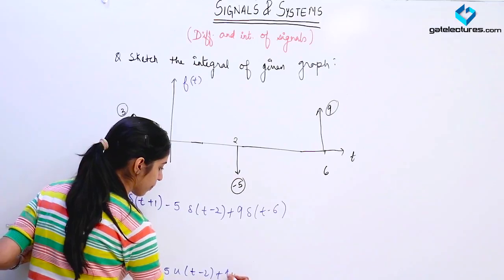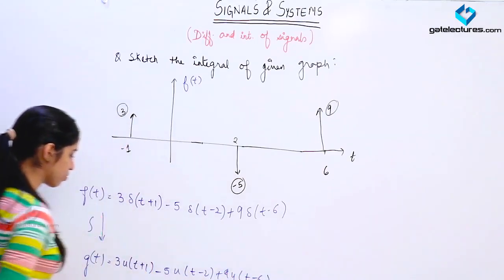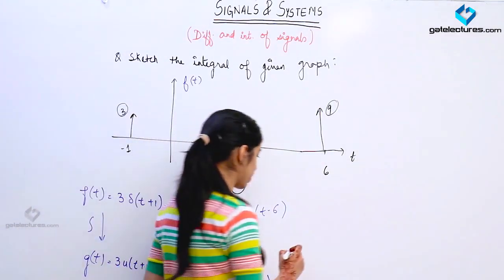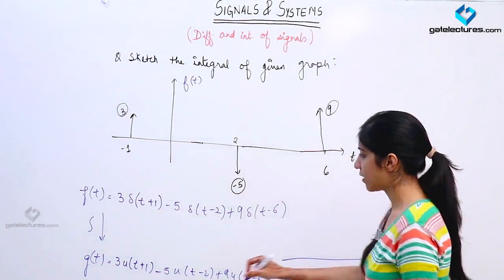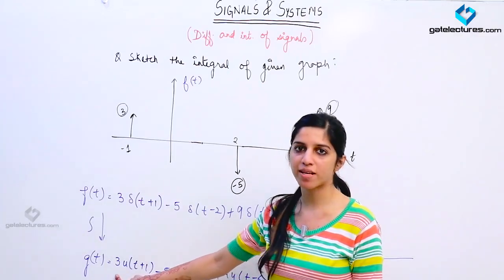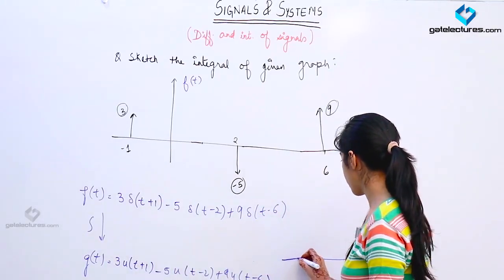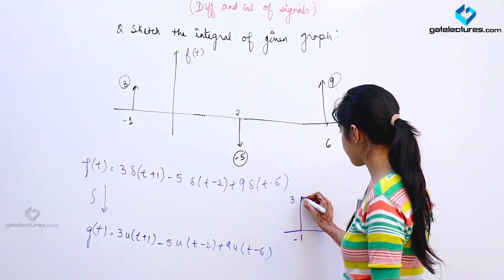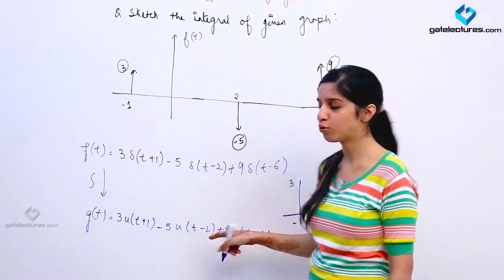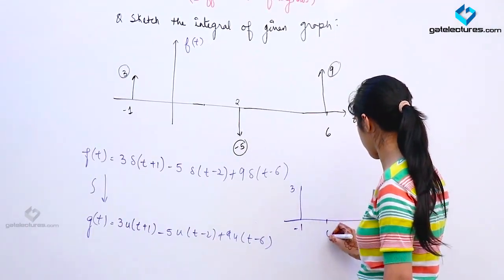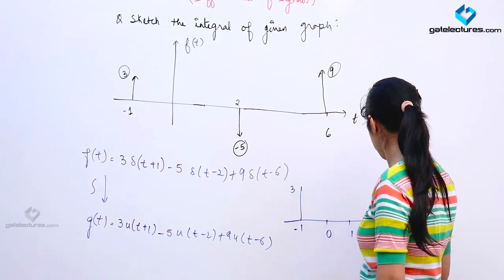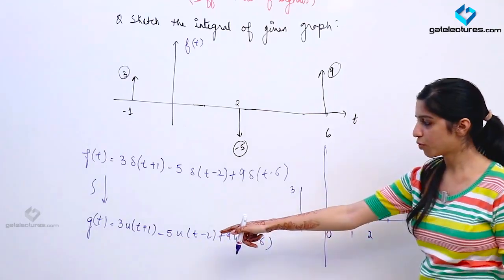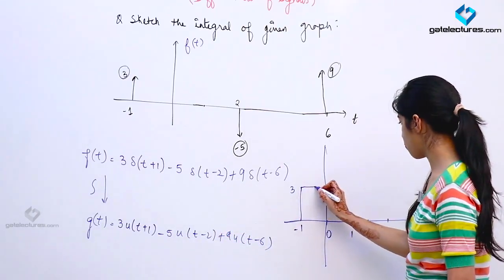Similarly, this is what the integration of this function is going to look like. If I try to sketch this function, what happens? At t equal to minus 1, I have a step of plus 3. Before t equal to minus 1, the value is 0. At t equal to minus 1, a step of plus 3, which is going to continue till t is equal to 2.